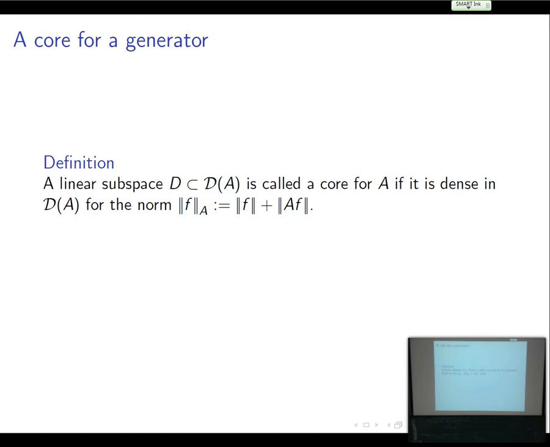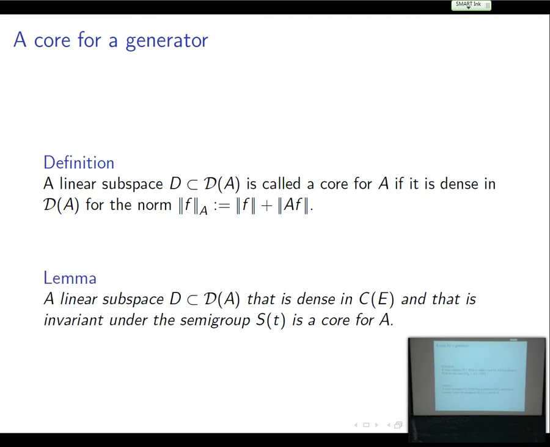So I say that a linear subspace of the domain is called a core for A if it's dense in the domain for the graph norm. So the graph norm of f is given by the norm of f plus the norm of A of f. Well, sometimes it's easy to find such a core. So let's give this lemma. A linear subspace that is dense and that is also invariant under the semigroup is always a core. So that's an easy way to find one.